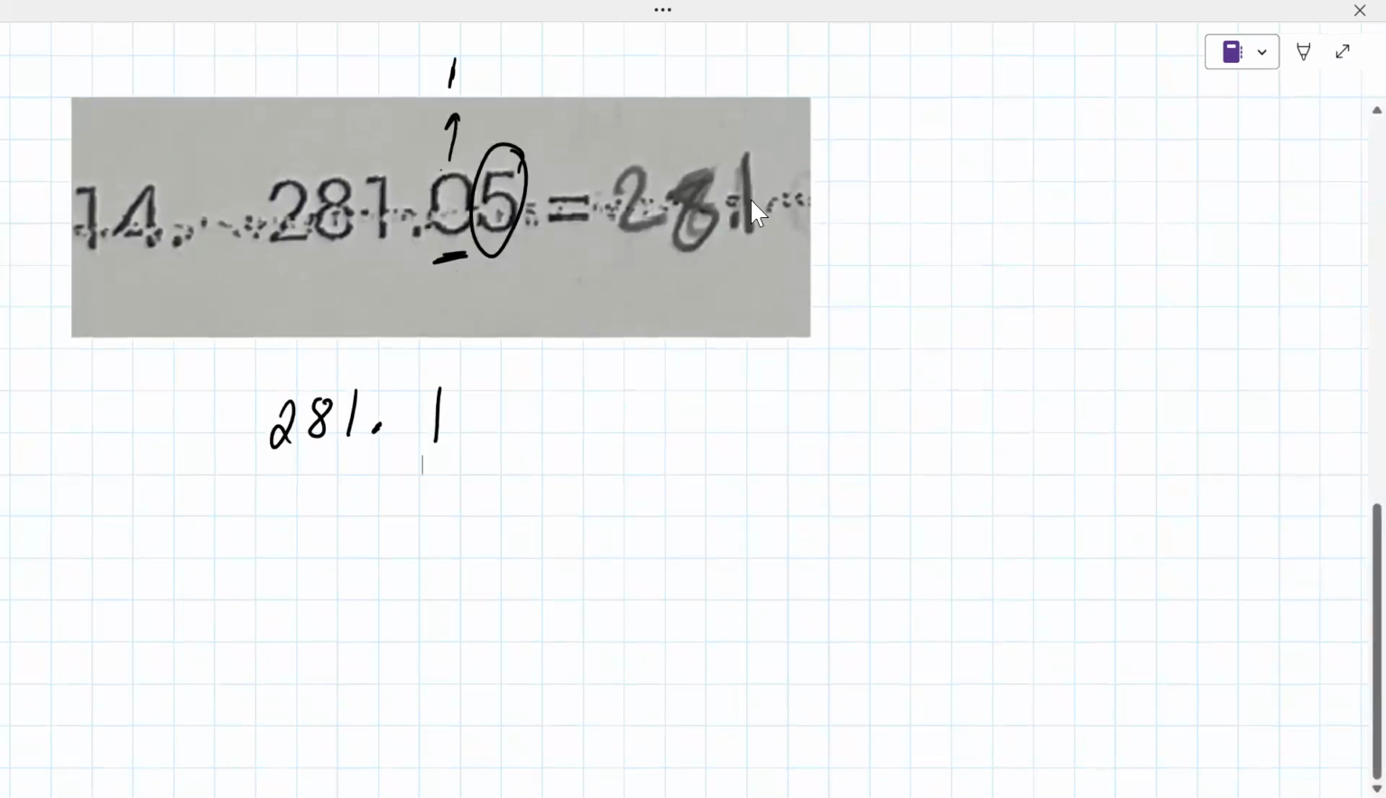So this is 281.1. Is that clear? Yeah. Okay. All right. Let's look at the next grouping here. That looks good. 5, 4, 2, 0, 3, 6.94. All right. The next grouping is completely correct.